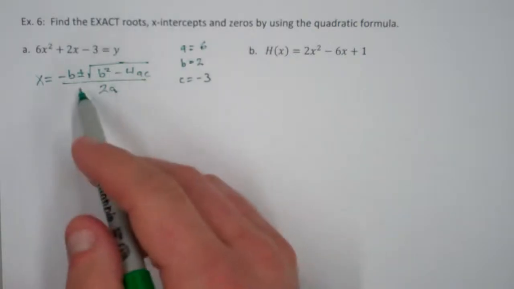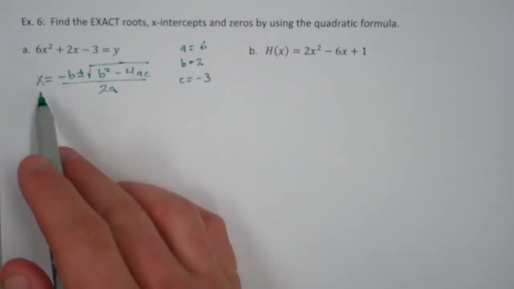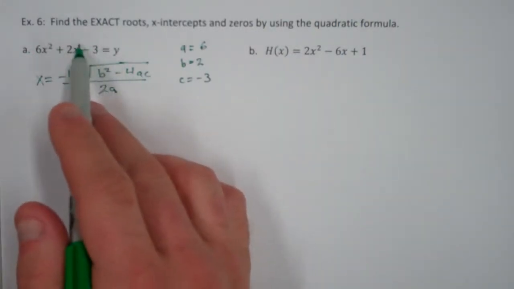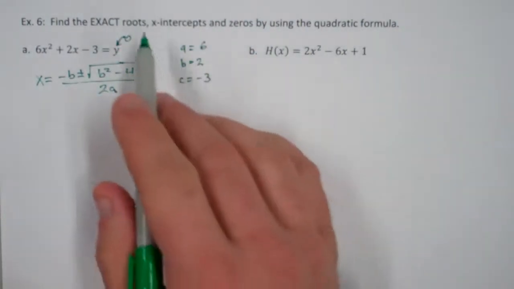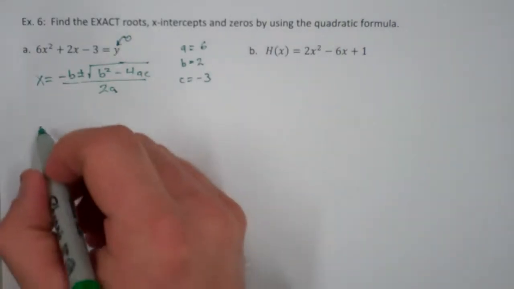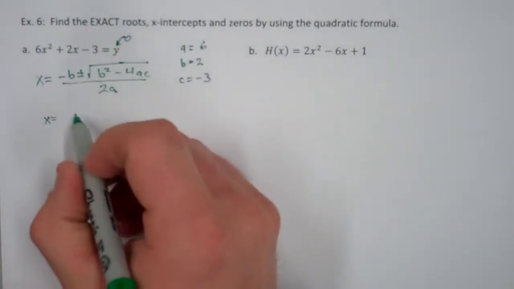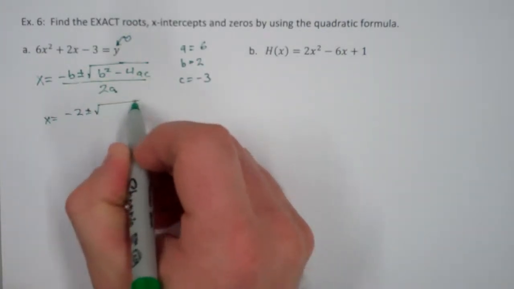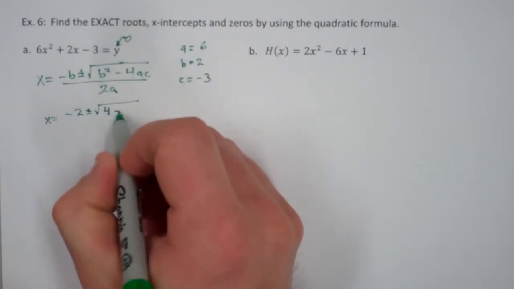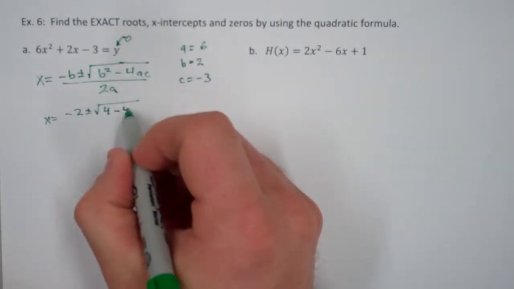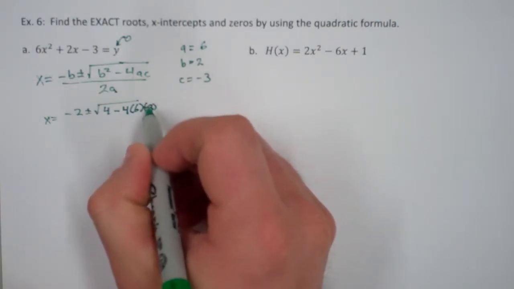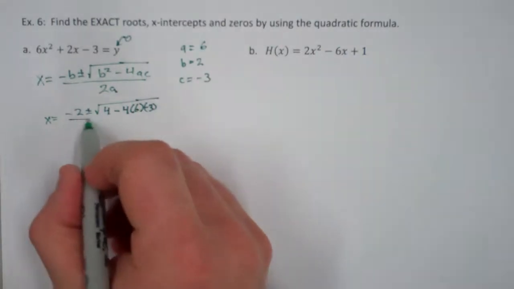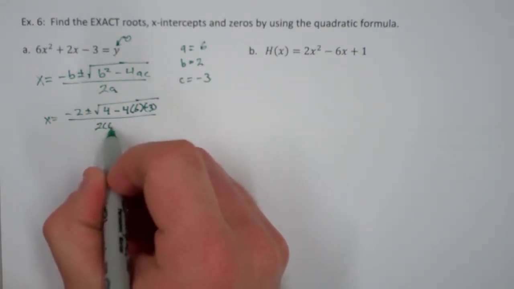We're going to take all these values, plug them in here, and we're going to find the value of x that makes the left side 0. After all, the y here is going to be 0 when we're asked to find these. So let's see what we get. We're going to plug this in here. Negative 2 is for the b, 2 squared is 4, and then we've got 4 times 6 times negative 3. That's a and c, all over 2 times 6.